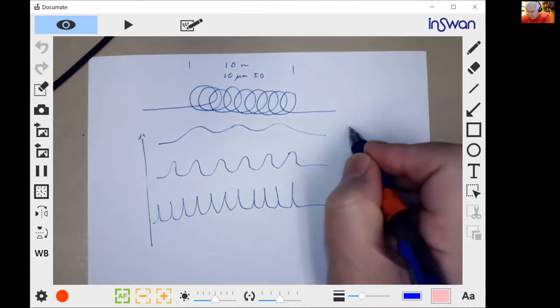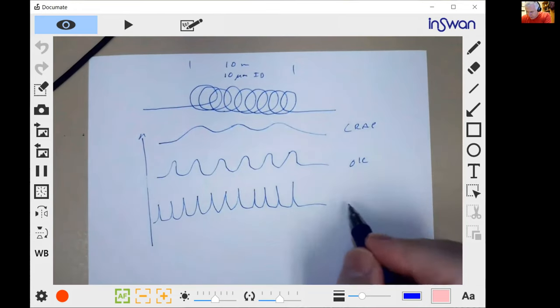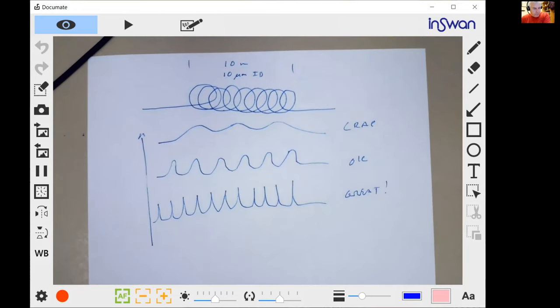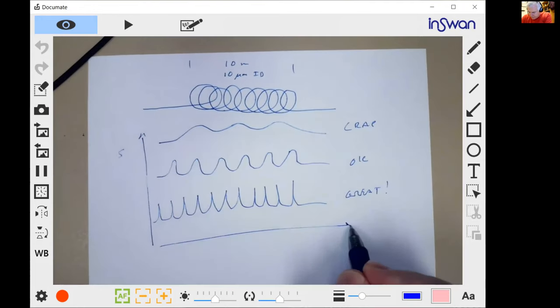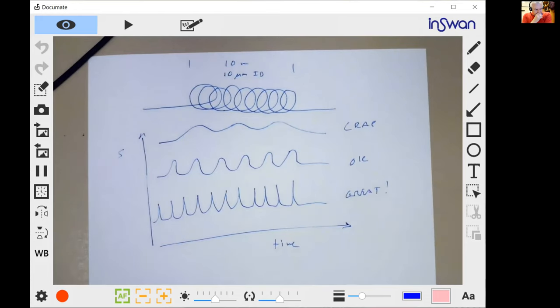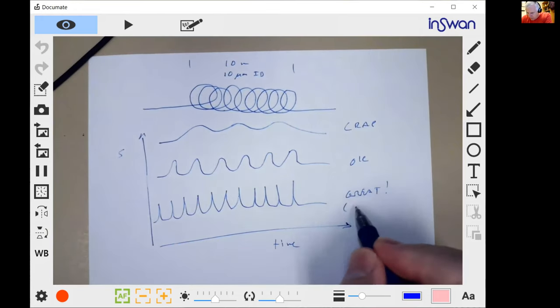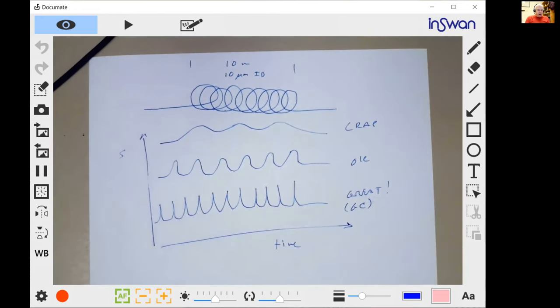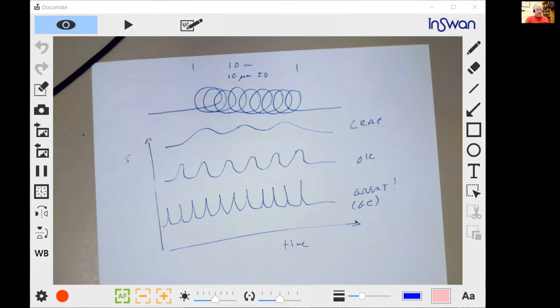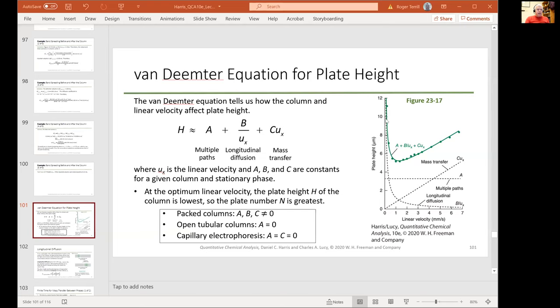This is crap. This is okay. This is great. This is signal and time. And this is actually fairly typical of GC. In GC, you can just run them really fast. And you can actually cover this entire range of peak qualities, where you can go from crappy to good and back to getting worse again, shall we say.